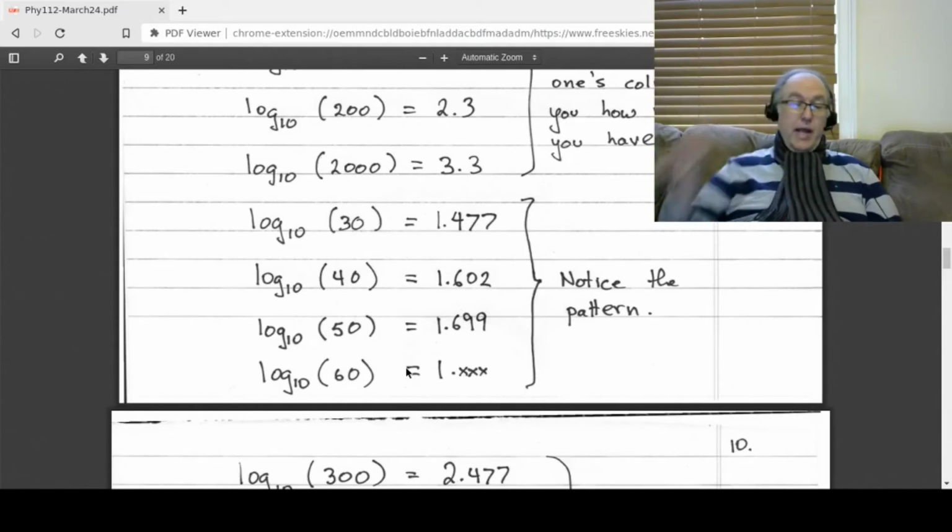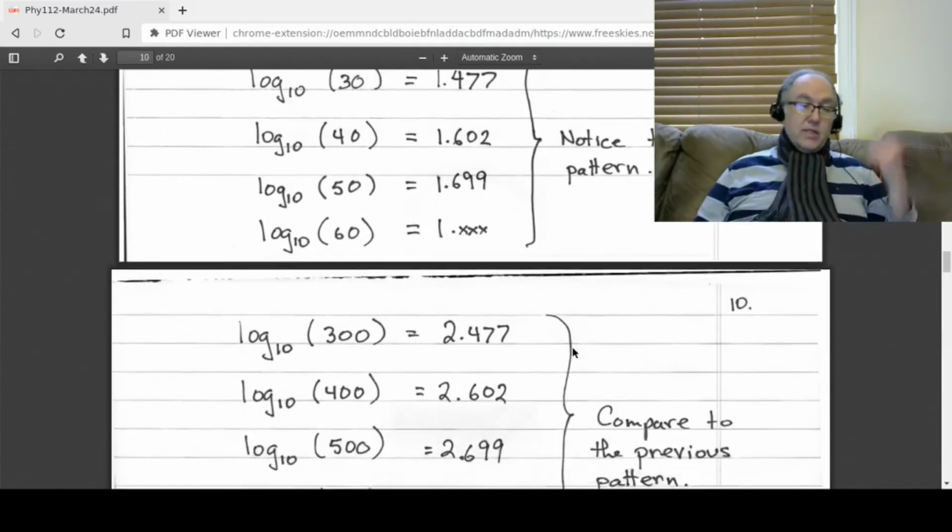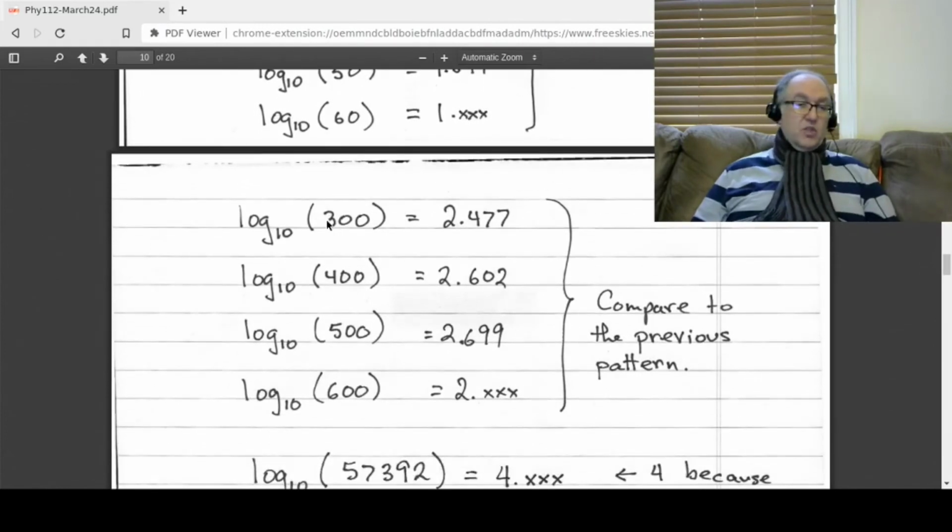If you have 3 digits in your number, like 300, 400, 500, 600, then the number in the ones column is going to be 2, followed by whatever. The whatever depends on whether it's 3, 4, 5, 6, and so on. So look at these numbers and compare them.